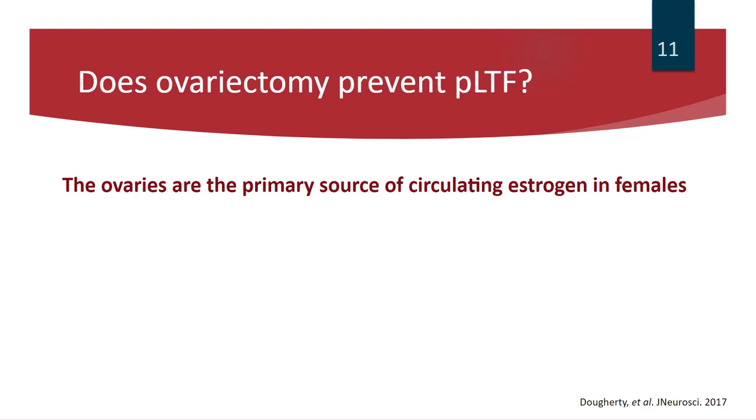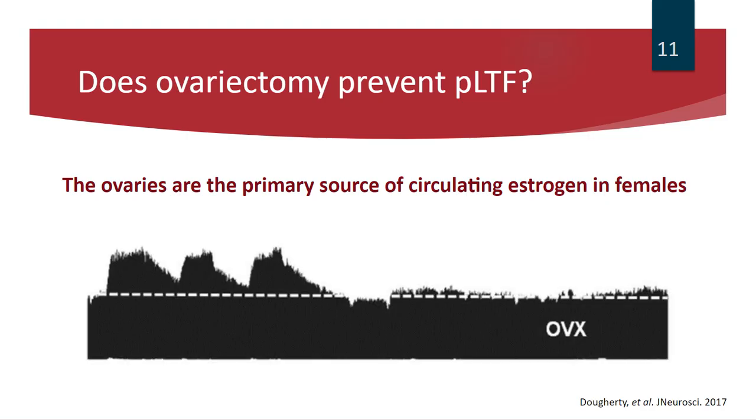Now, I realize this is not much of a stretch, right? I mean, we've already shown that during both diestrus and estrus, which are notable for low levels of circulating estrogen, that rats did not express plasticity. And so we were pretty confident that removing the ovaries would also prevent us from inducing this form of plasticity. And in fact, that was the case. When we tested rats 7 days after removal of the ovaries, there was no expression of long-term facilitation after acute intermittent hypoxia.